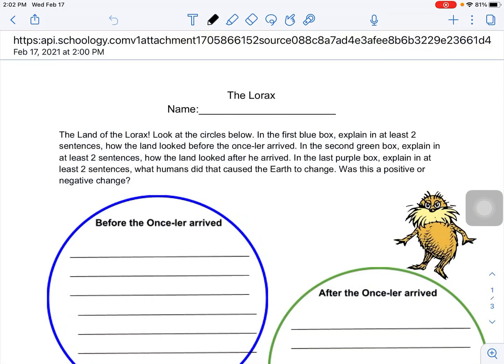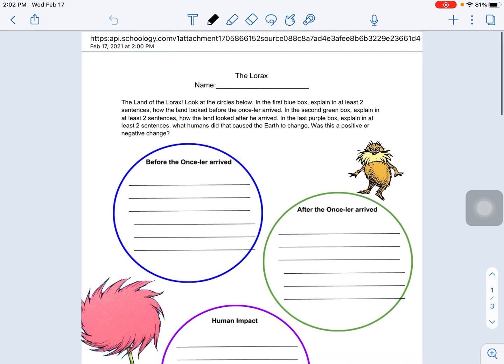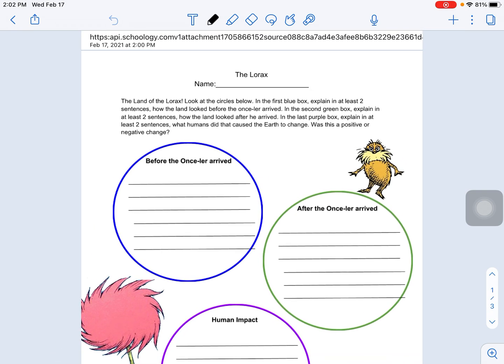All right, and this is what our assignment looks like right here. And like I said, it's called The Lorax. I'm going to go over the directions with you. The land of the Lorax. Look at the circles below. In the first blue box, explain in at least 2 sentences how the land looked before the Oncer arrived. Now, if you don't know who the Oncer is yet, that's okay. When you read the story or listen to the story today, you will learn who the Oncer is.